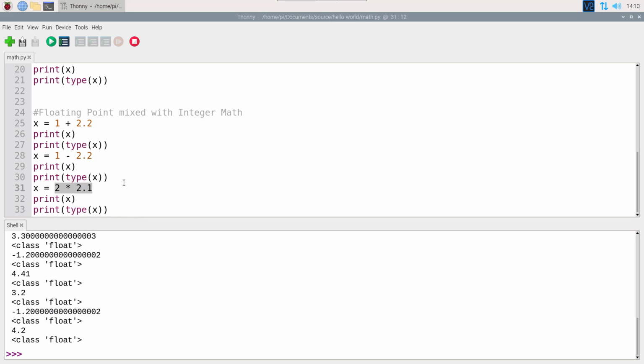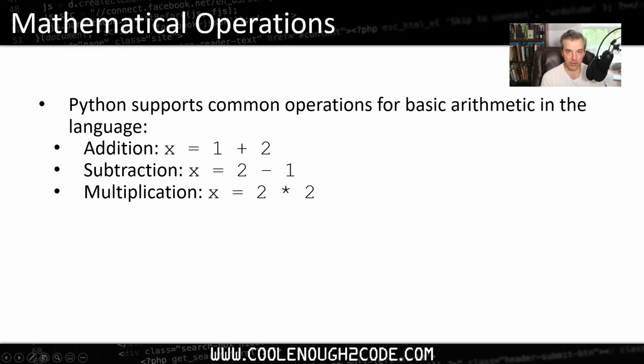So we want to be aware of that whenever we're doing integer and floating point mixing inside of our computations here. Something to keep in mind is that it's going to convert integers into floating point if you're mixing floating point with integer math. So let's go back to the deck and look at division now, which is also going to have some idiosyncrasies about it that you need to be aware of when you do these.